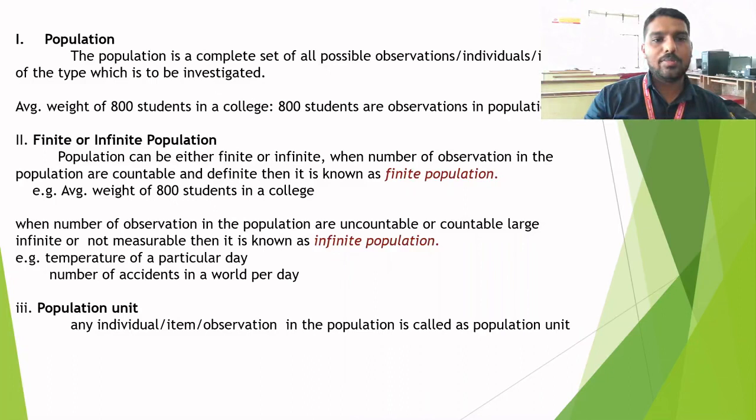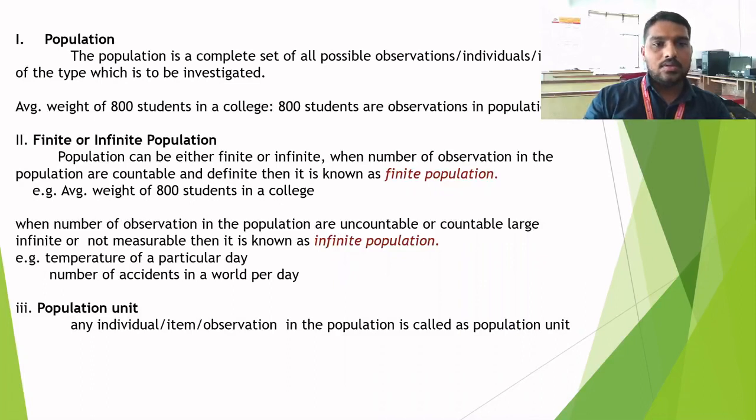Or number of accidents in the world per day. If you consider number of accidents, it will be 0, 1, 2, 3, and so on up to infinity. We don't know the exact number of accidents occurred in the world per day. So that's why the population space will be 0, 1, 2, and so on up to infinity. So any value between them.